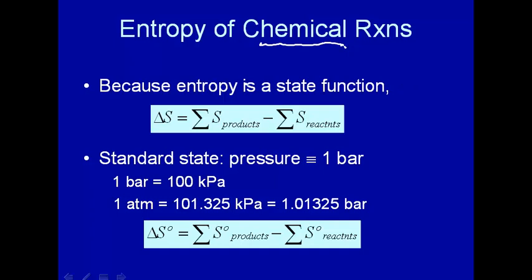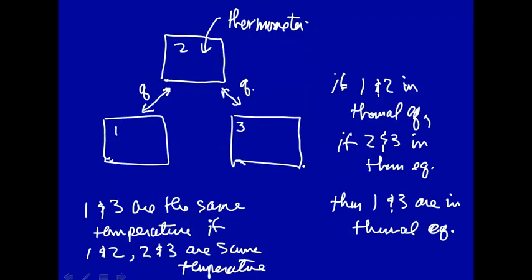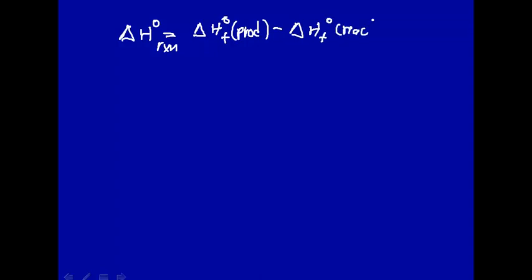All right, because entropy is a state function, delta S is equal to the sum of the entropy of the products minus the sum of the entropy of the reactants. Okay, now note that this does not have any deltas. Let's contrast and compare with, for example, the standard enthalpy of a reaction, which is the standard enthalpy of formation of the products minus the standard enthalpy of formation of the reactants.